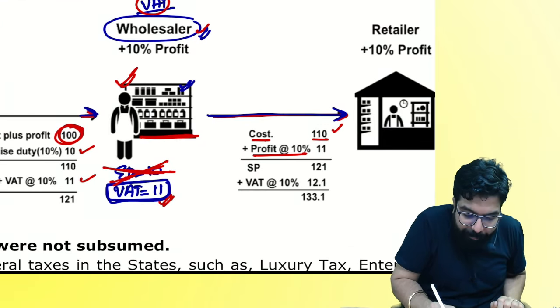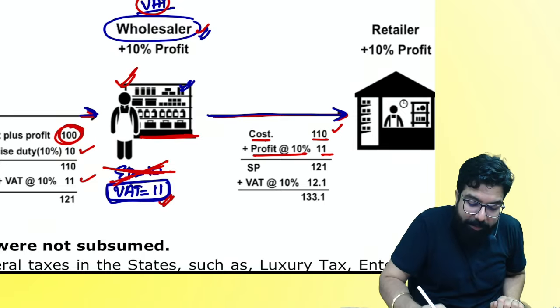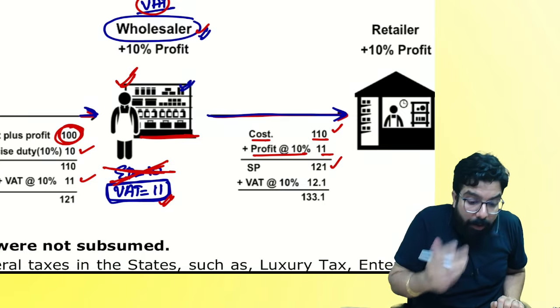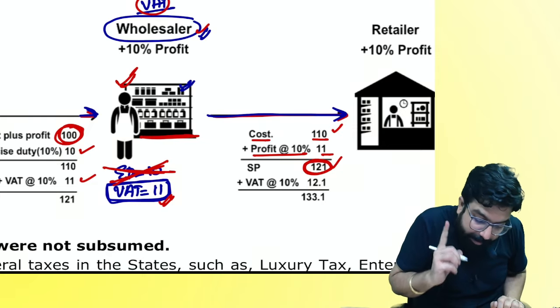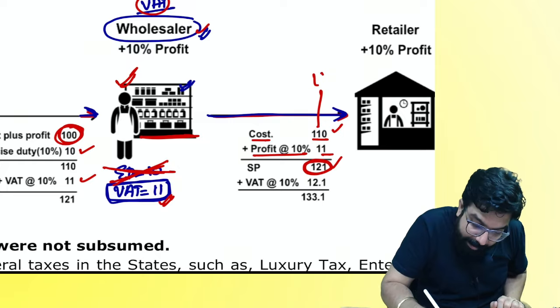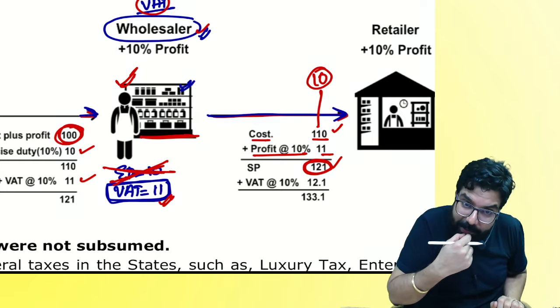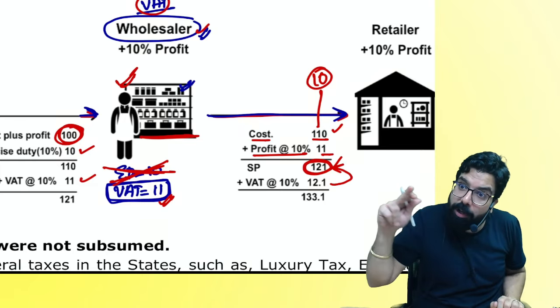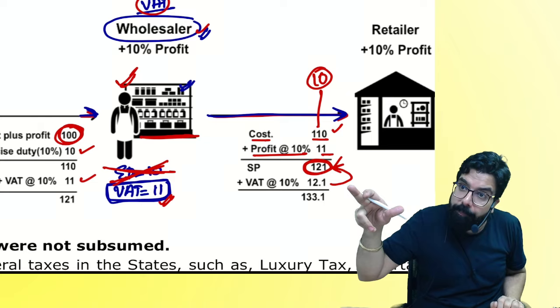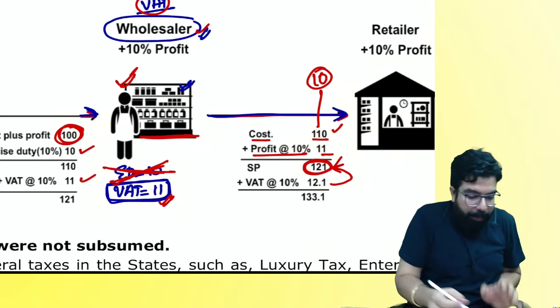Now tell me one thing. Wholesaler also makes a profit. He made 11 rupees profit. What is the selling price? Does 121 already include some amount of tax? Yes. What? In this 110, 10 rupees excise duty is already there. Now on this, you will charge what? So again, tax on tax. Do you guys agree with me?